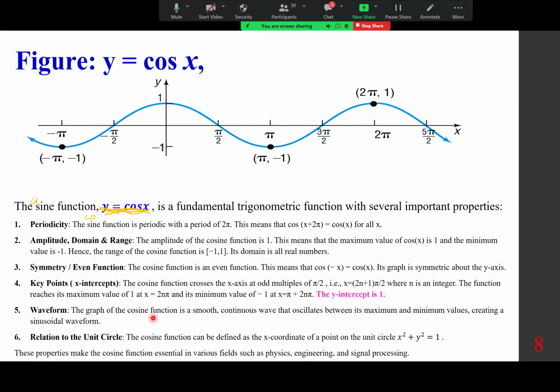A waveform: the graph of the cosine function is a smooth continuous wave that oscillates between its maximum and minimum values, creating a sinusoidal waveform, just like sine in essence. I hope you can see that if I move this to the right by pi over 2, it becomes a sine. Relation to the unit circle: the cosine function can be defined as the x coordinate of a point on the unit circle, x squared plus y squared equals 1. So sine is the y and cosine is the x coordinate. And again, these properties make the cosine function essential in various fields such as physics, engineering, and signal processing, just as it does the sine function.